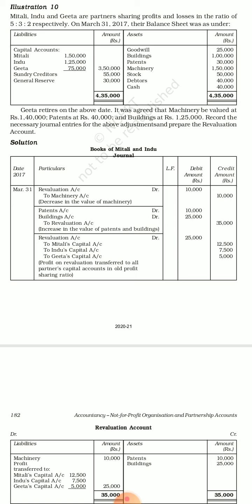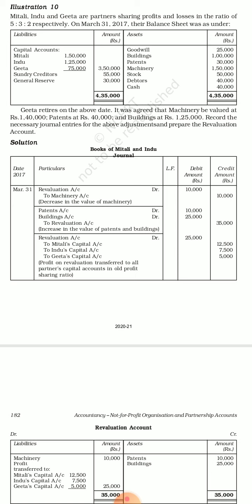Geeta returns on the above date and it was agreed that machinery is valued at 1,40,000 and patent is valued at rupees 40,000, buildings value is 1,25,000. Record the necessary journal entry for the above adjustment and prepare the revaluation account. So here they have revalued three assets.